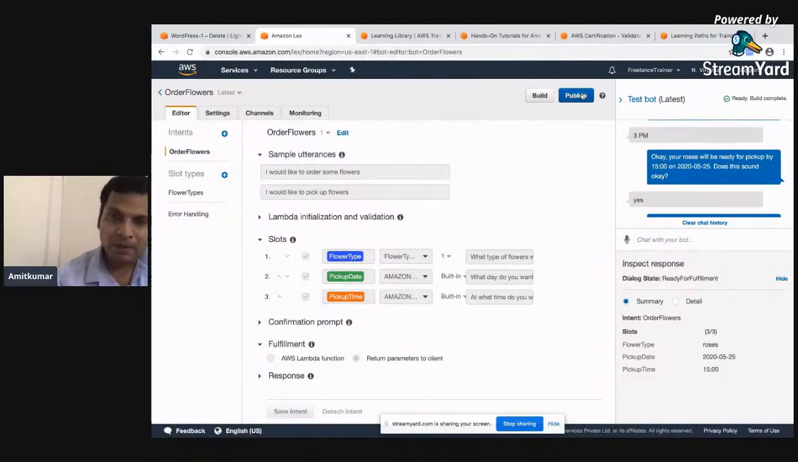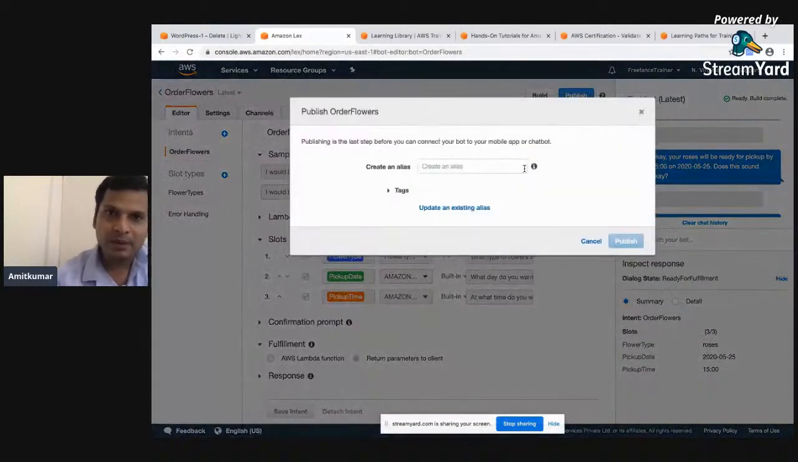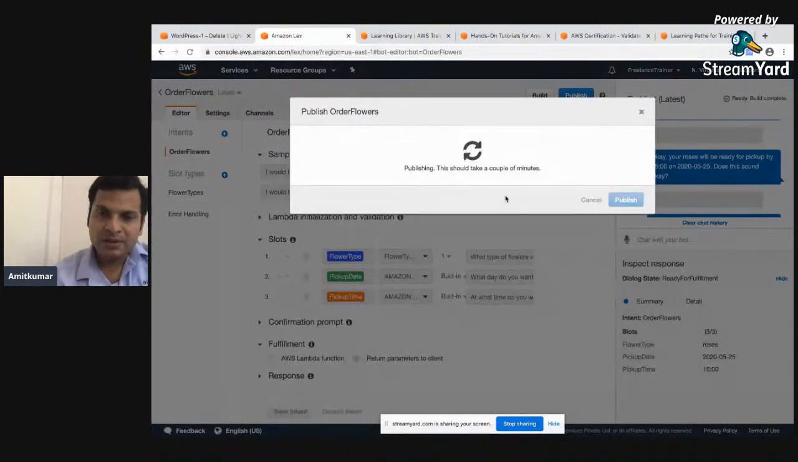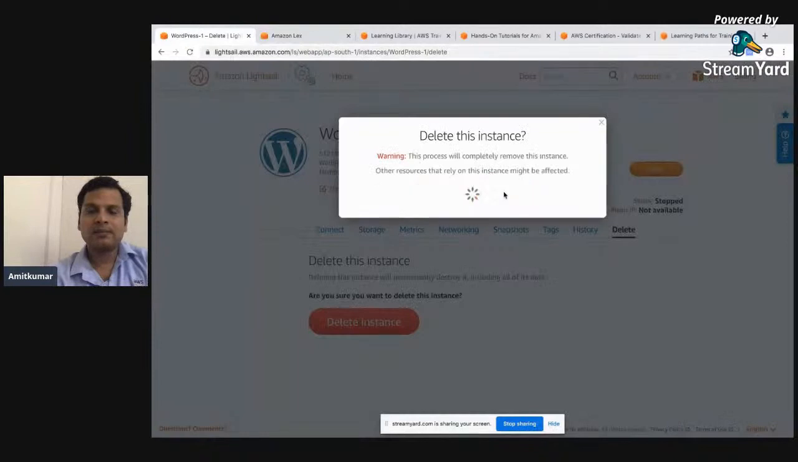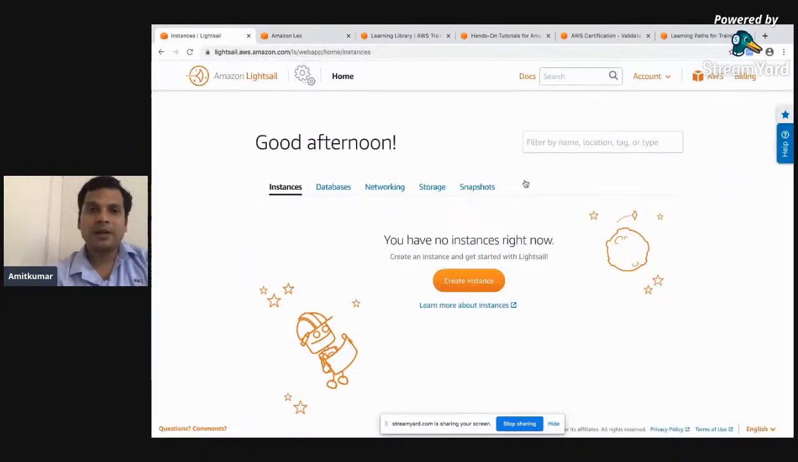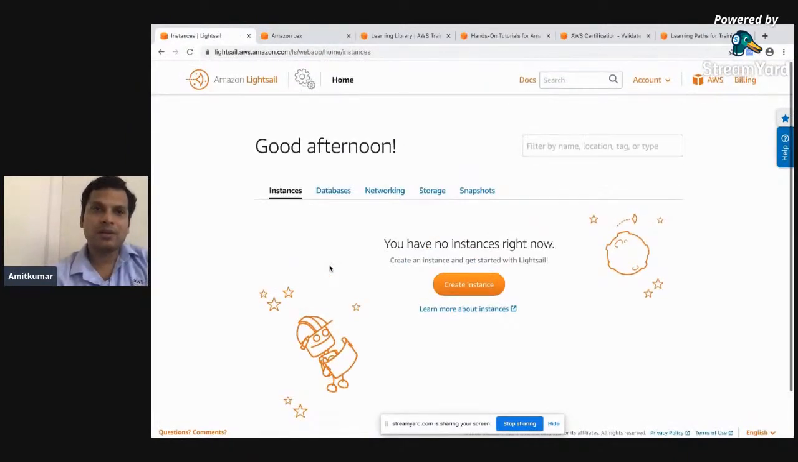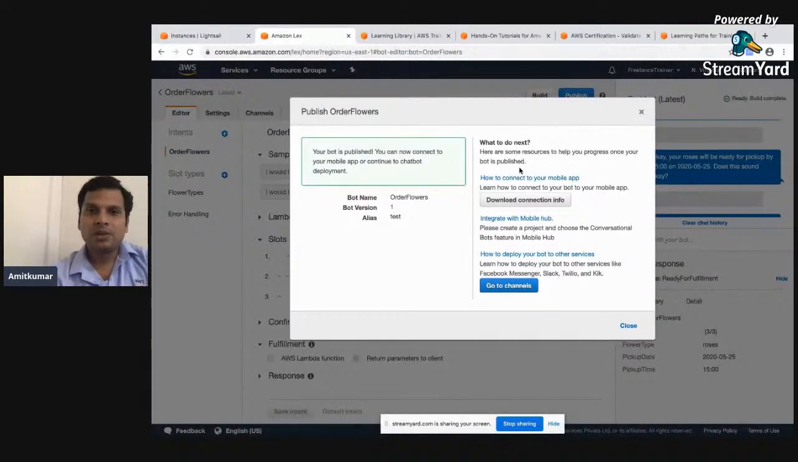Okay, this can be published. When you try to publish, I'm not going to publish it, by the way. I just want to show you what options it gives you. Let's wait. Okay, meanwhile, let me just delete my instance before I forget it. Right, so now I don't have any instances running over here. So you see what it is showing you.